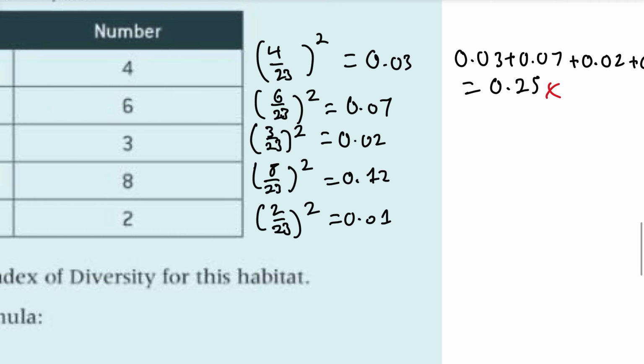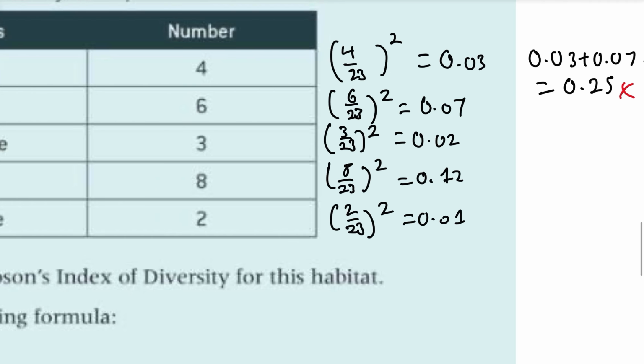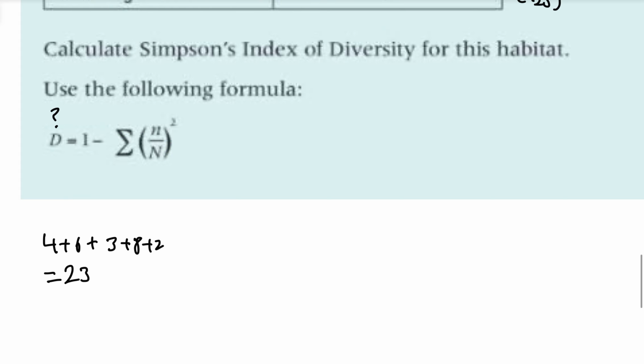This is just the initial value that you're going to need to plug back into this equation, because 0.25 is the sum of all the ratios. Next, to work out the Simpson's value, you're going to need to do 1 minus that value, 1 minus 0.25, which would mean that your final answer will be 0.75.